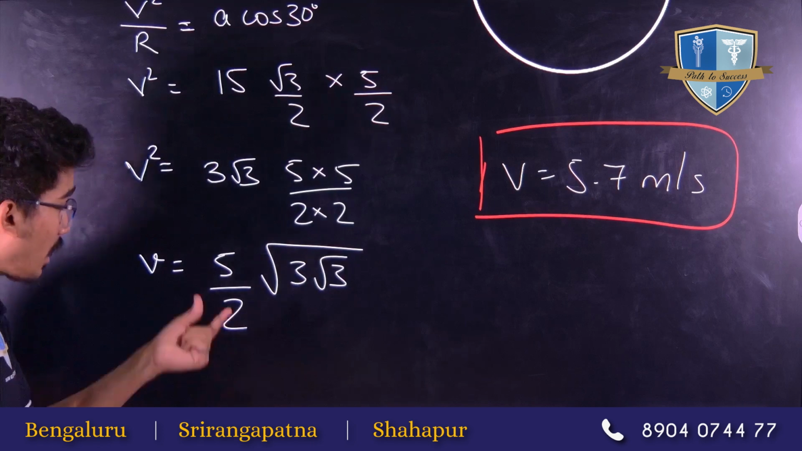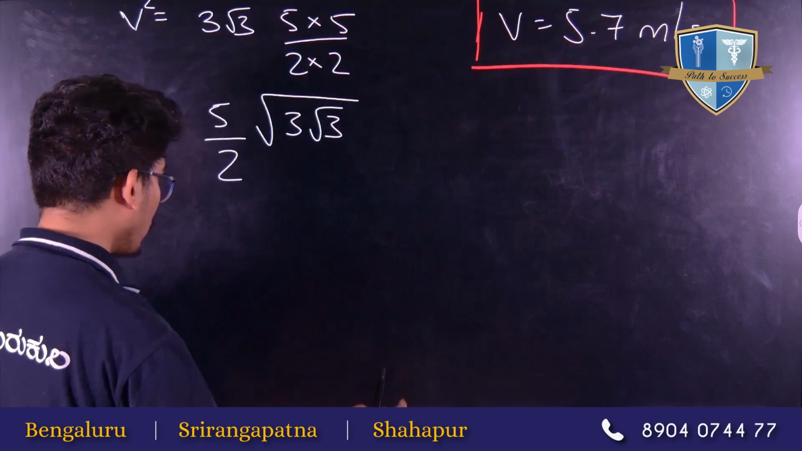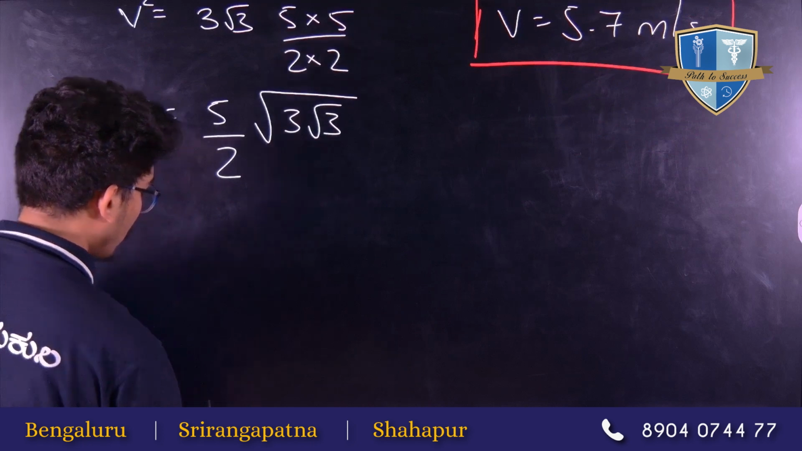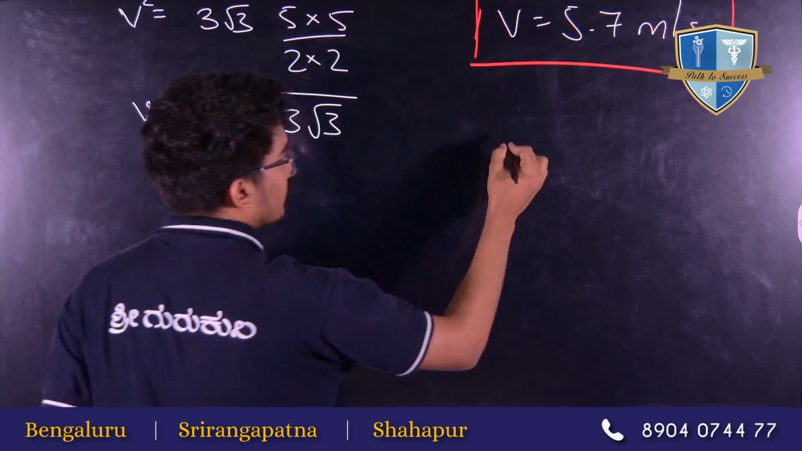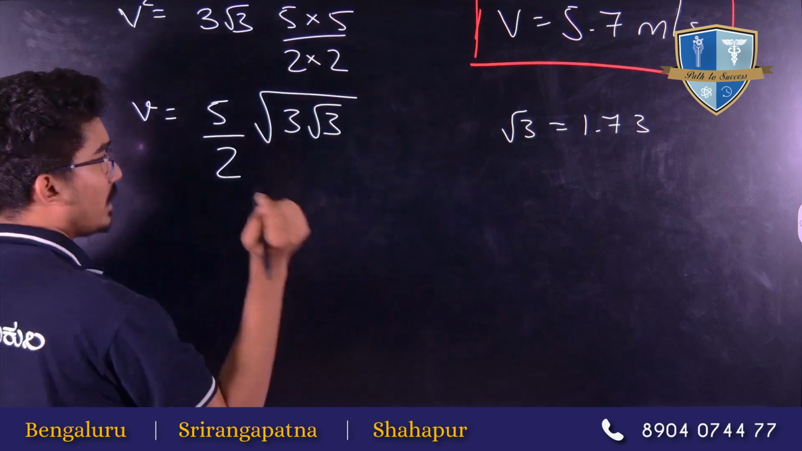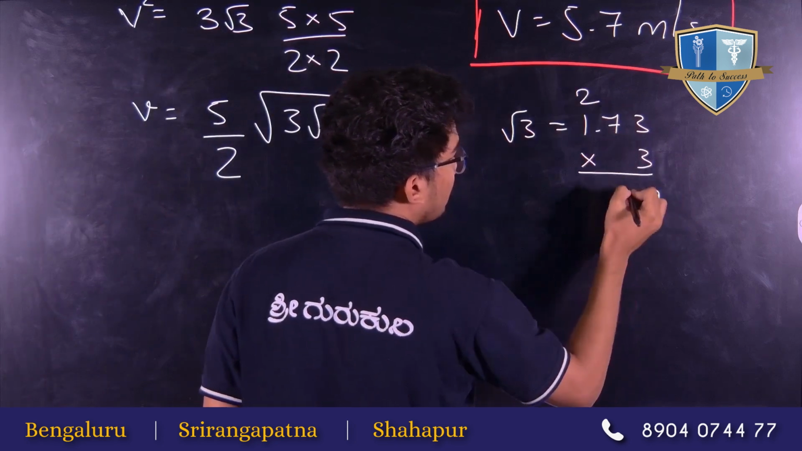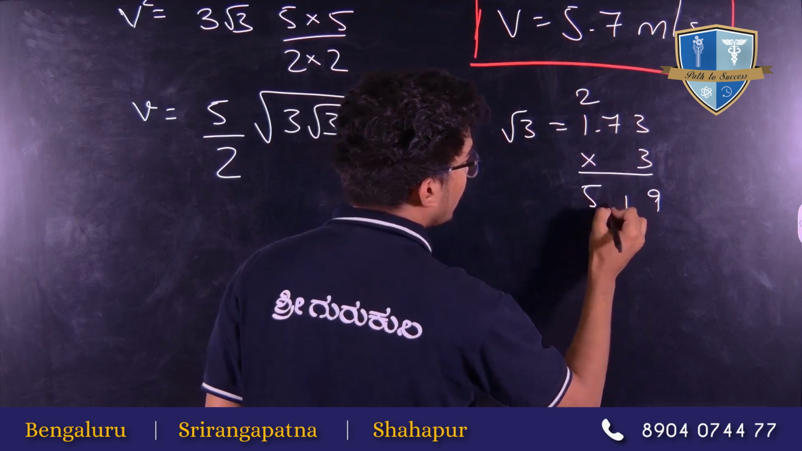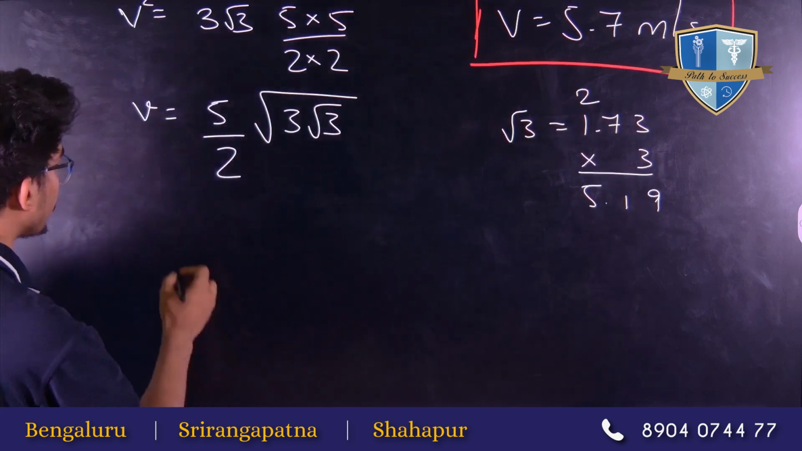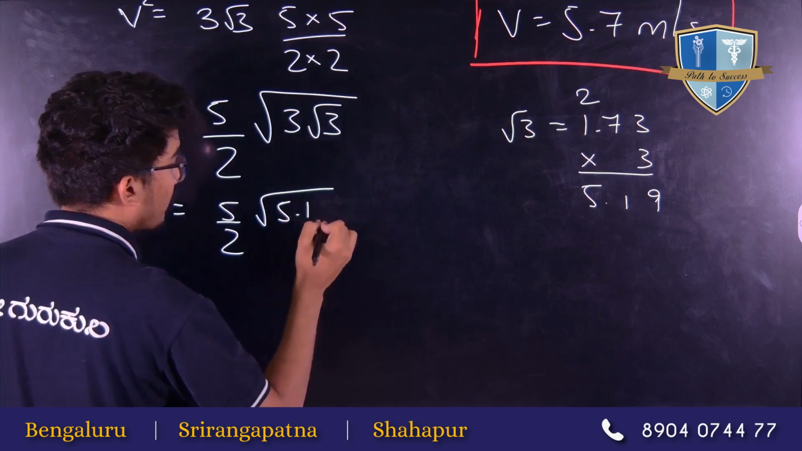The important question is how we will calculate this root of 3 root 3. We know the root 3 value. Root 3 is equal to 1.73. So let's multiply it by 3. 3 3s are 9, 7 3s are 21, and 3 1s are 3, 4, 5. 5.19. So V is equal to 5 by 2 into root of 5.19.